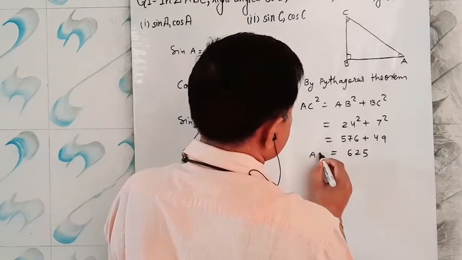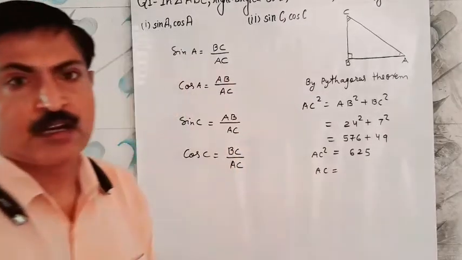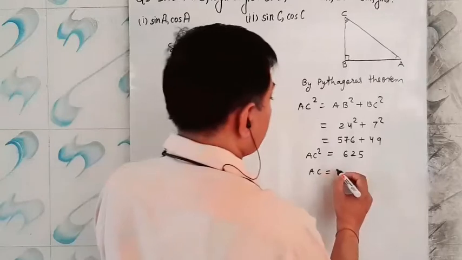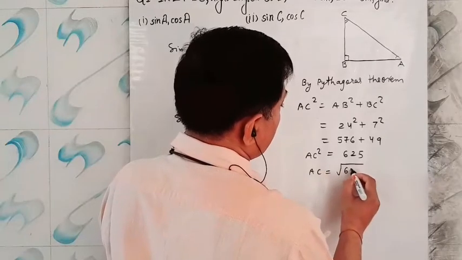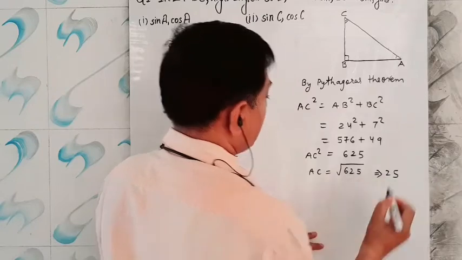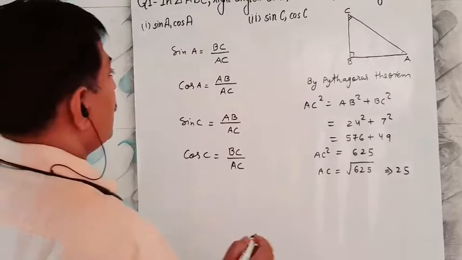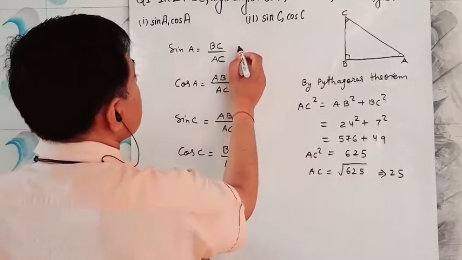AC square equals 625. Then AC will be the square root of 625. Square root of 625, that you know, is 25. 25 square is 625. AC we have got as 25. Now we can write down the values here.